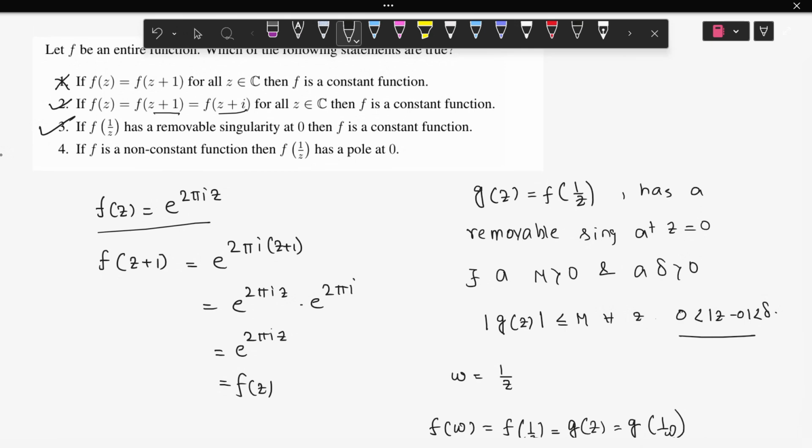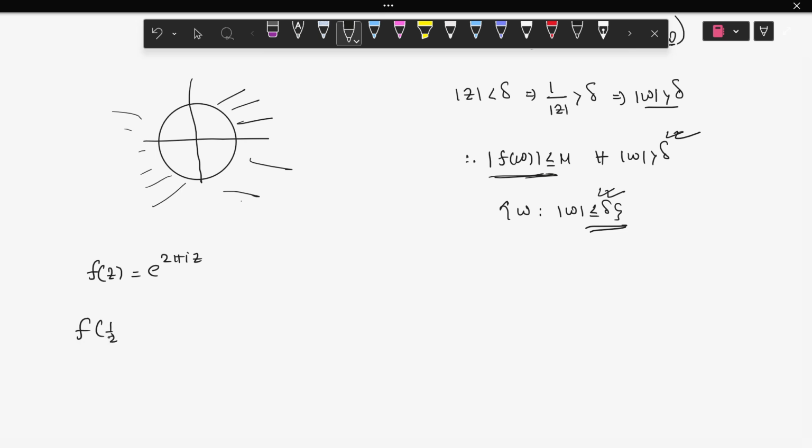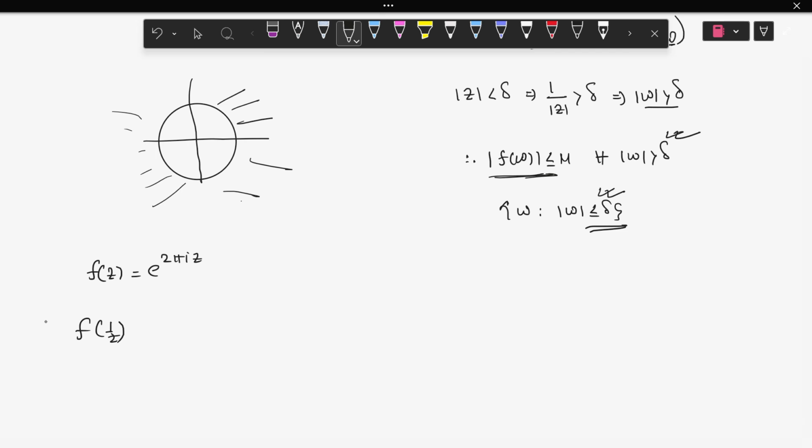Now moving on to option D. It says that if f is a non-constant function which is also entire, then f of 1 by z has a pole at 0. Now consider the function f of z equal to e to the power 2 pi i z. Then the Laurent series expansion of f of 1 by z will have infinitely many terms in 1 by z. So if there are infinitely many terms in 1 by z, we can say this function has an essential singularity at z equal to 0. Okay? So if the function has an essential singularity, then this function does not have any pole at 0.